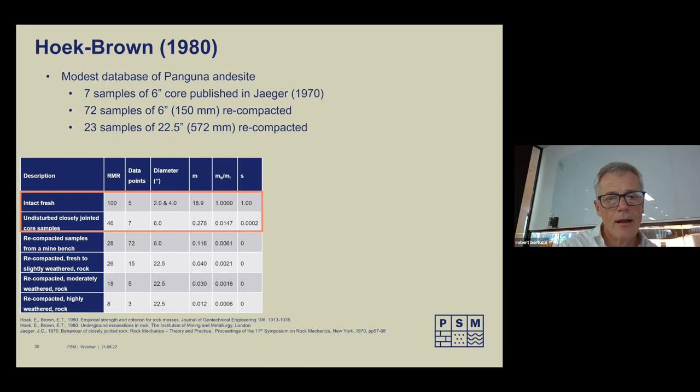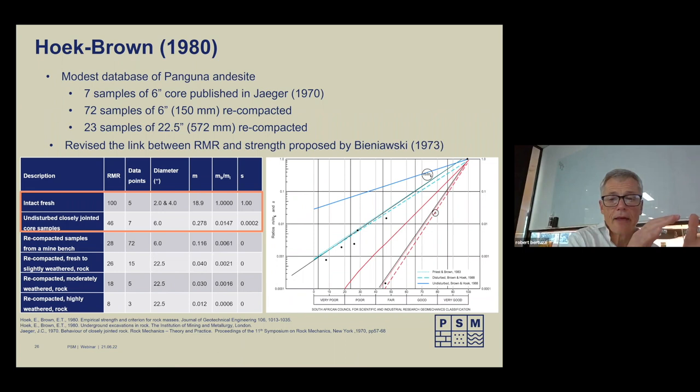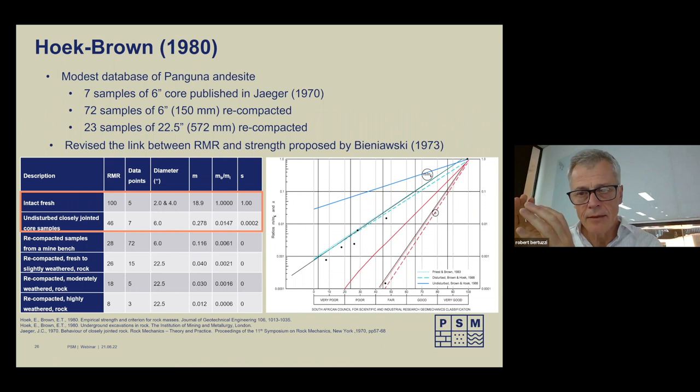So part of the Hoek-Brown 1980 paper, they revised the link between rock mass rating, RMR, that Bieniawski and the South African mines developed in 1973. They linked, here's the rock mass rating, and they gave rough ideas of what, at that stage, were more Coulomb parameters, the strength of that rock mass.